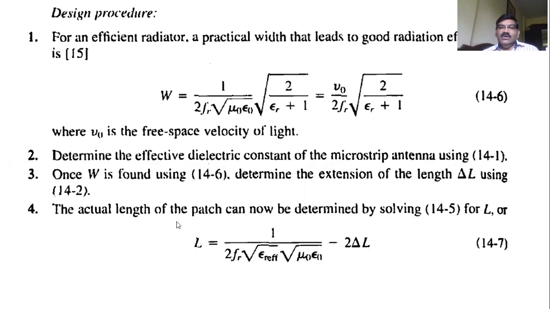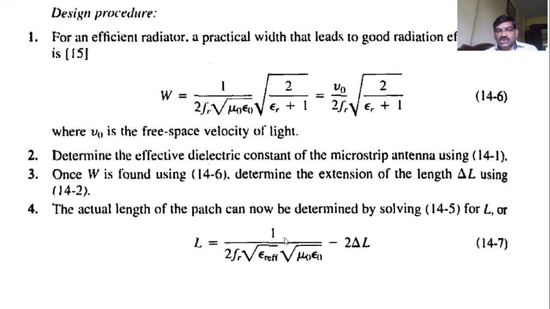And the actual length of the patch can now be determined by this particular formula, that is 1 upon 2 FR, that is 2 times the frequency, under root of epsilon R effective, and this mu 0 into epsilon 0. Sometimes it can be lambda by 2, but very specifically it can be by this formula, because the effective dielectric constant plays the major role in size reduction. And you are subtracting from the actual length, because you have to fabricate the antenna, so you have to subtract it. So this is your effective length minus 2 times delta L.